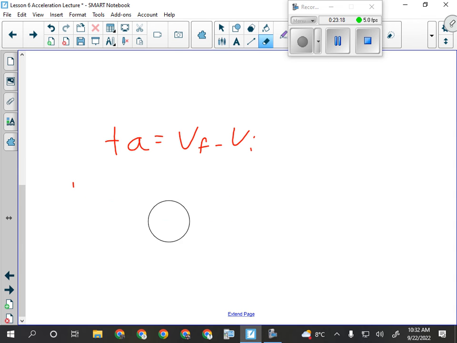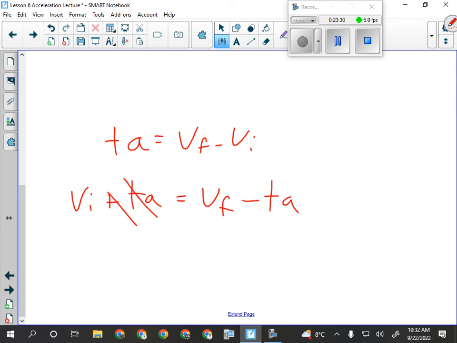What I do instead is I add VI over here, and then I subtract T times A. Now VI is positive. And here's why I do it that way, because it also logically makes sense to me. Whatever I finish with minus what I changed the velocity by should give me what I started with.